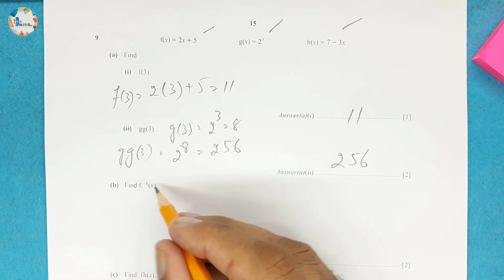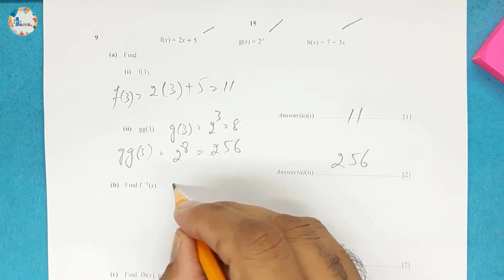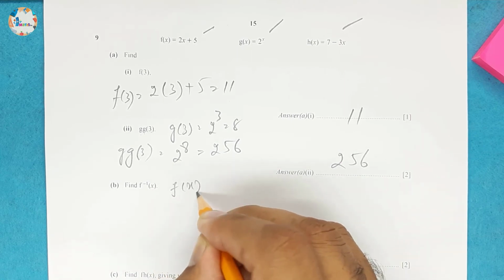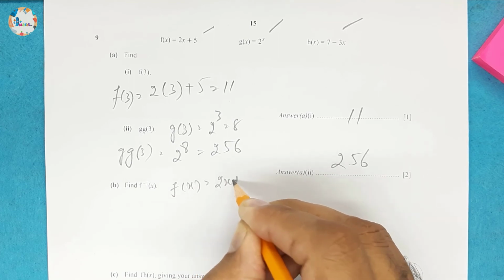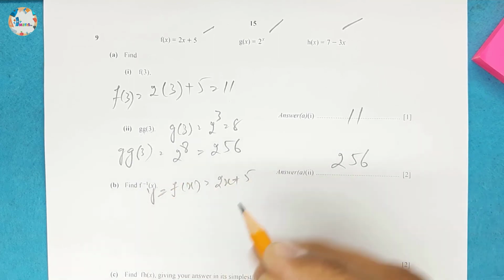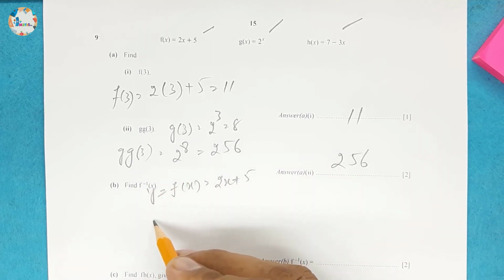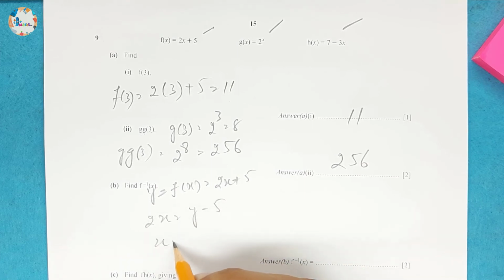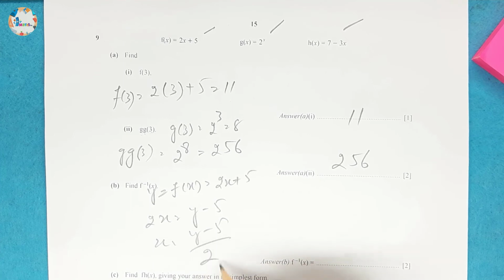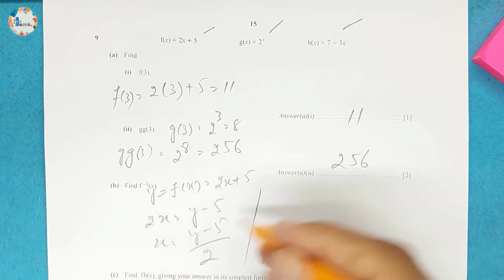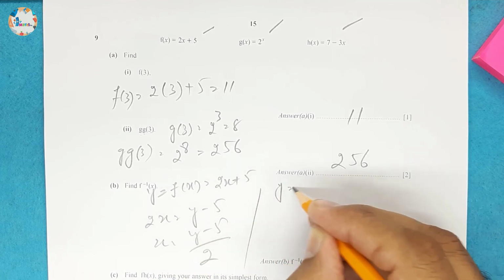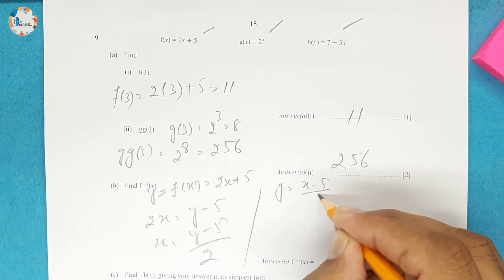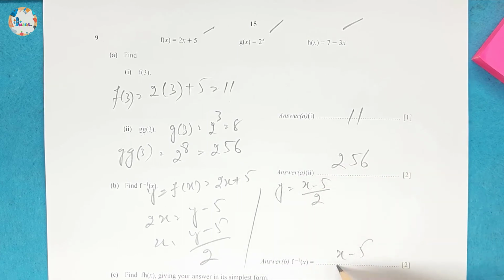Find f inverse of x. F of x is equal to 2x plus 5, which is equal to y. So 2x is equal to y minus 5. So x is equal to y minus 5 over 2. And now we can swap the x and y. So y will be equal to x minus 5 by 2. So our value will be x minus 5 by 2. This will be our inverse, f inverse of x.